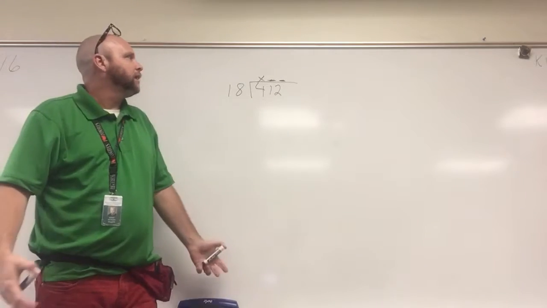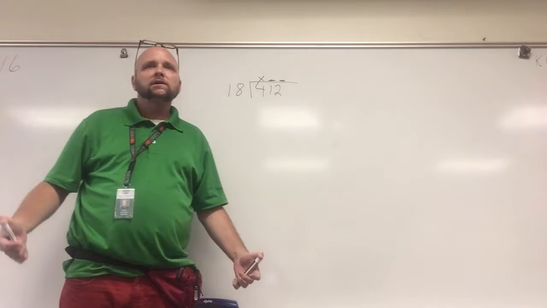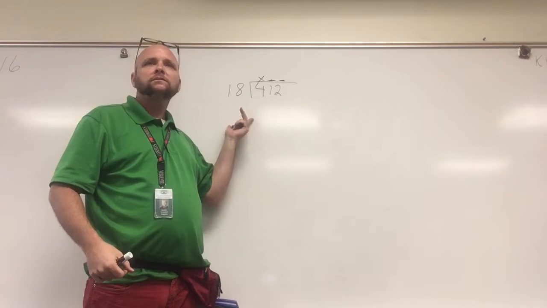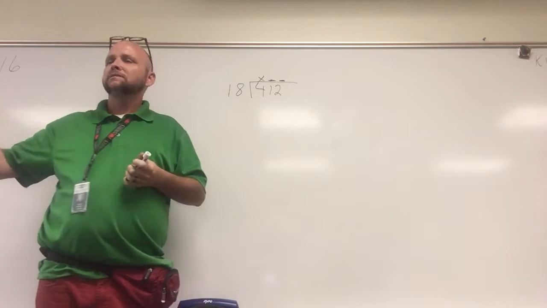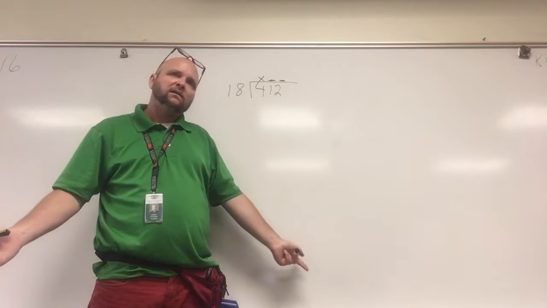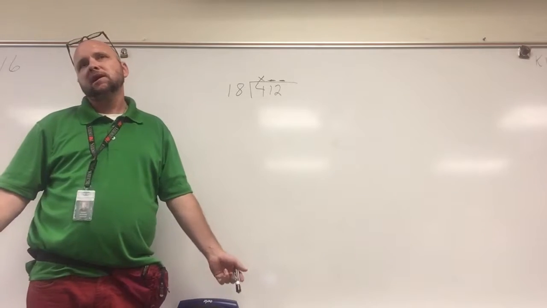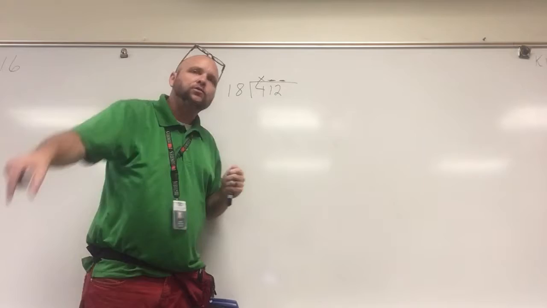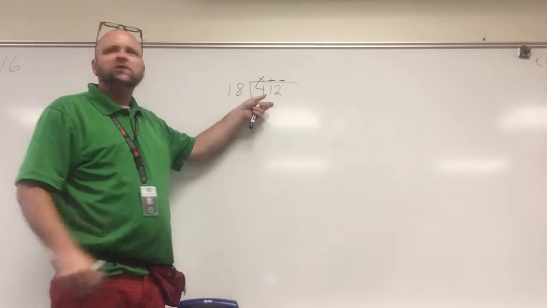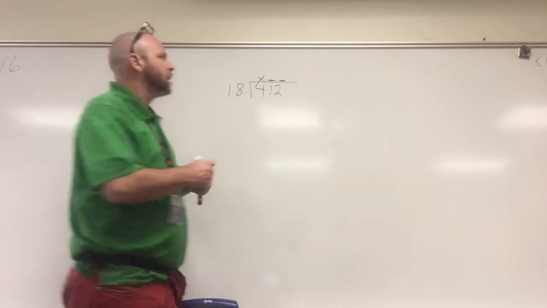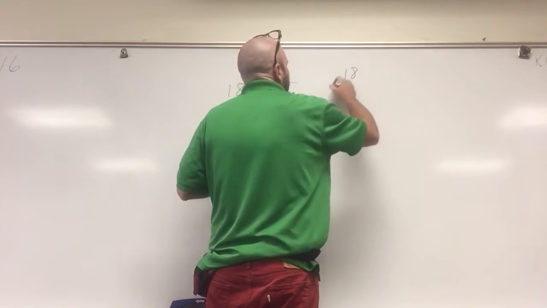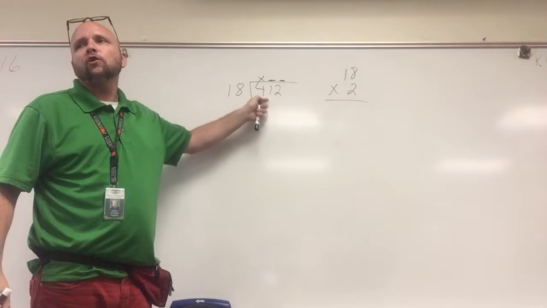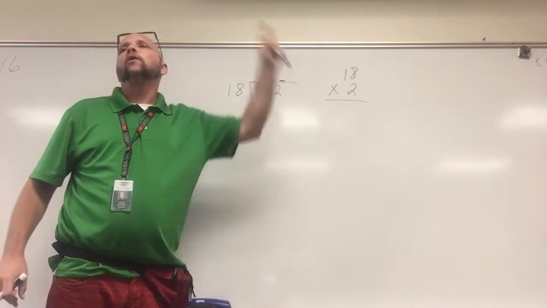So now I have to do a little guessing and checking, a little estimating, a little thinking. What's 18 close to? 18 is close to 20. Can you count by 20s? One $20 bill is 20. Two $20 bills is 40. 40 is pretty close to 41. So let's take 18 times 2 and see what we get. Remember, we want to get as close to 41 as we can without going over.